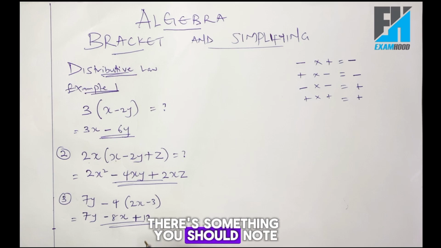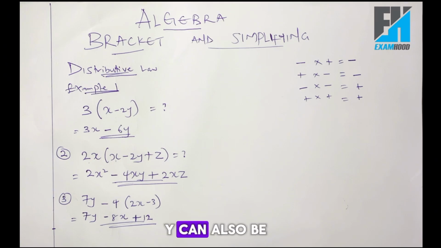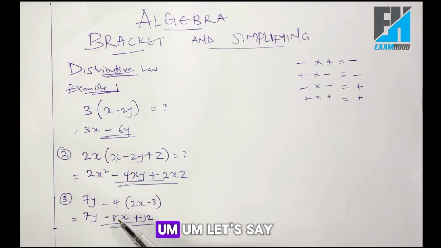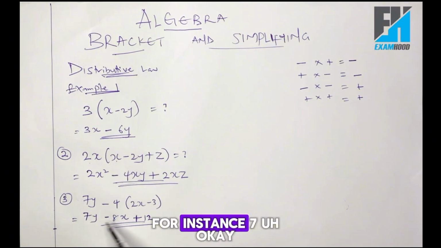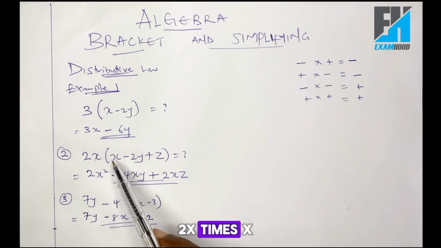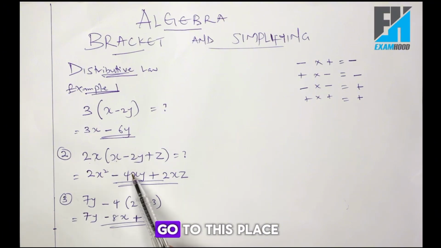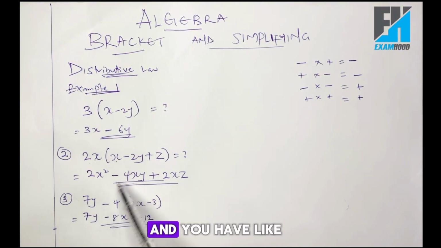Alright, there's something you should note. Numbers can be added to numbers, and variables like x, y can also be added, and they can multiply too. If you look at what we have here, 2x times x gives us x squared, and when you go to this place, 2 and 2 multiplied, and you have it like that.